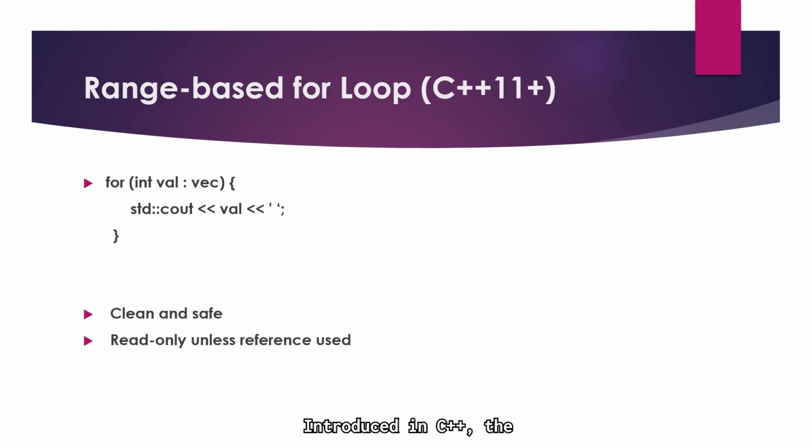Introduced in C++11, the range-based for loop simplifies syntax and improves readability. You simply write for (int val : vec), and C++ will handle the iteration behind the scenes. However, this gives us a copy of each element, meaning changes inside the loop won't affect the original vector. To modify elements, use for (int& val : vec). This loop is ideal when you are reading or modifying all elements uniformly without worrying about indices.